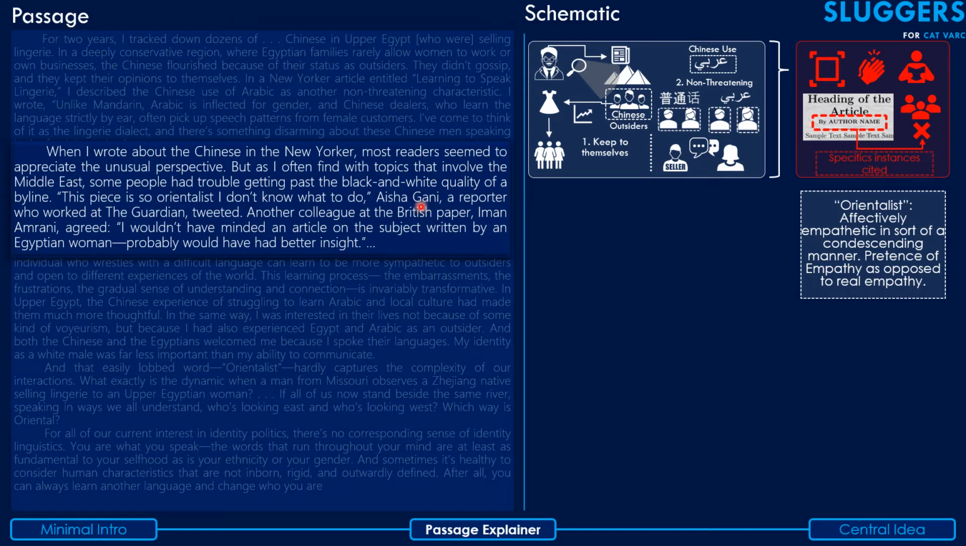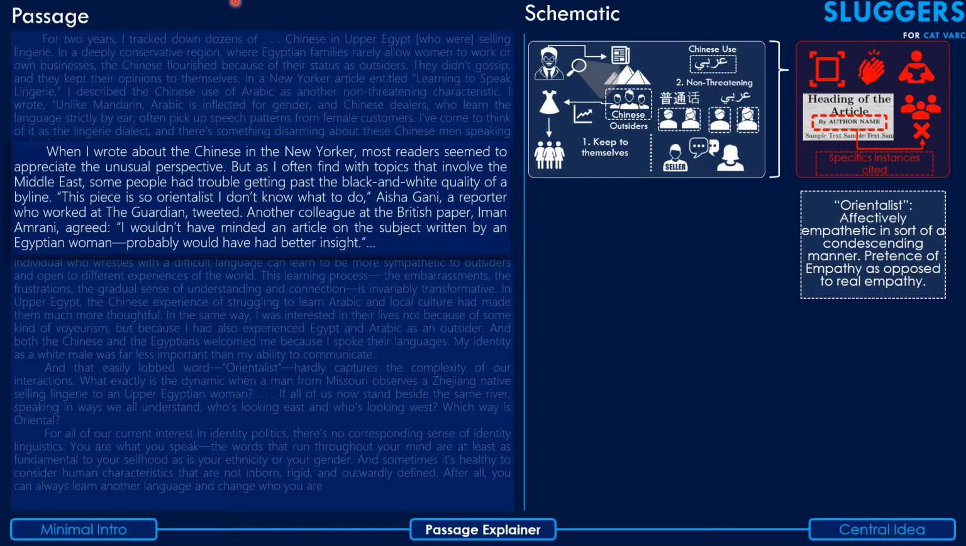So when Aisha Ghani says that this piece is so Orientalist, she basically means to say that the empathy that the author of the article has demonstrated towards the subjects, towards the Chinese people mainly, is not real empathy. He's just pretending to be empathizing here, but in a sort of condescending manner. Okay, that's what she means when she says that this piece is so Orientalist that she doesn't know what to do. So we'll talk about this in more detail as we read the other paragraphs. All right, so I hope this is clear.